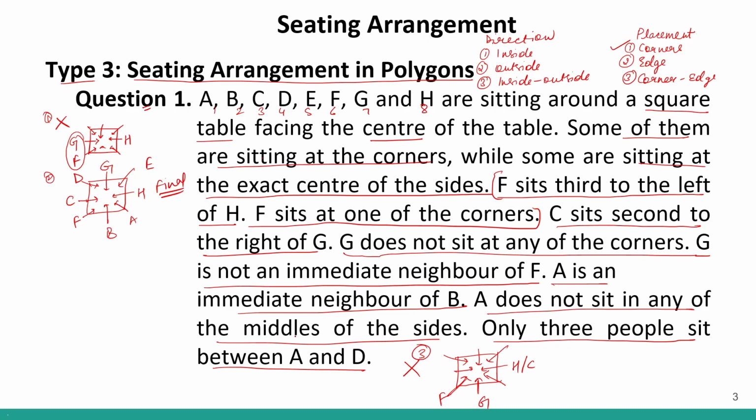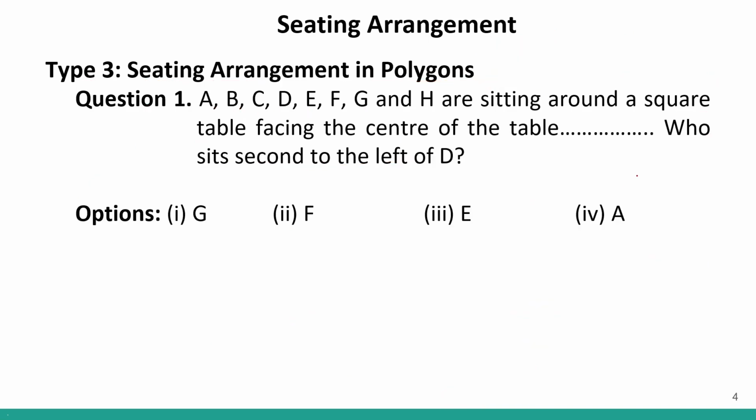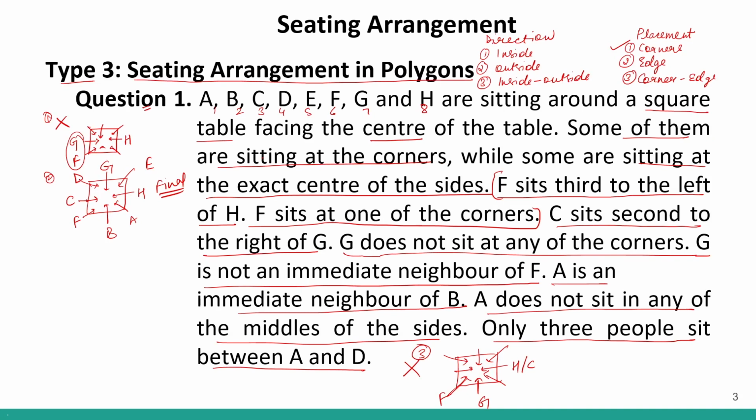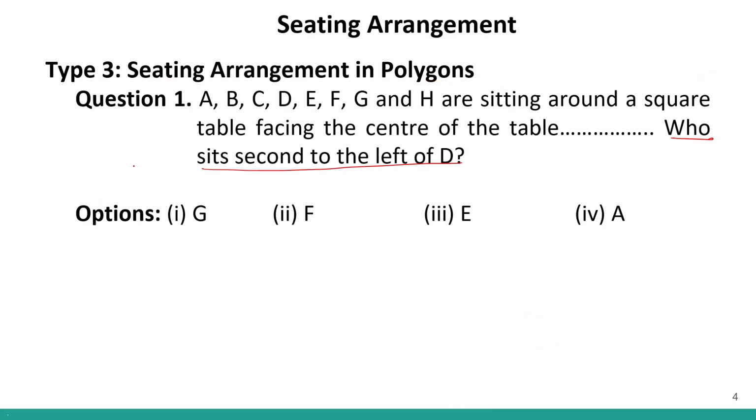So based on this much information, we have a question on the next slide. Let us look at the question. The question asks who sits second to the left of D. So coming back to the diagram, second to the left. So D is over here. Second to the left will be 1, 2, E. So E will be second to the left of D. So my answer will be option number 3, E. Clear?